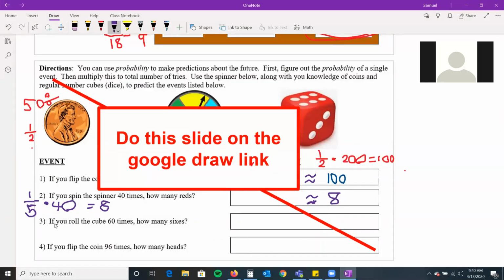All right, so this next one I want you guys to go ahead and try on your own. If you roll the cube, you roll a die 60 times, how many 6s approximately will you get? It's a 6-sided die. There's the numbers 1 through 6 on a die. And if you roll it 60 times, how many 6s will you get? Go ahead, find your answer, put it in the draw, and then go ahead and chat your answer.